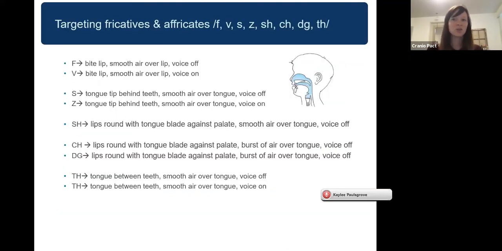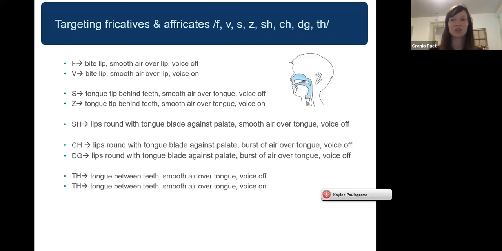All right, our next group of sounds are our long sounds, fricatives and affricates, or our sibilants. These sounds involve a continuous stream of air through the mouth. So the F and the V are our dentolabial sounds, where our teeth are over our lips. They are the same except for the voicing, just like our pairs of speech sounds on the previous slide. So with the F and the V, you've got your teeth over your lip. You want smooth air over the lip. Your voice is off for F and it's on for V.